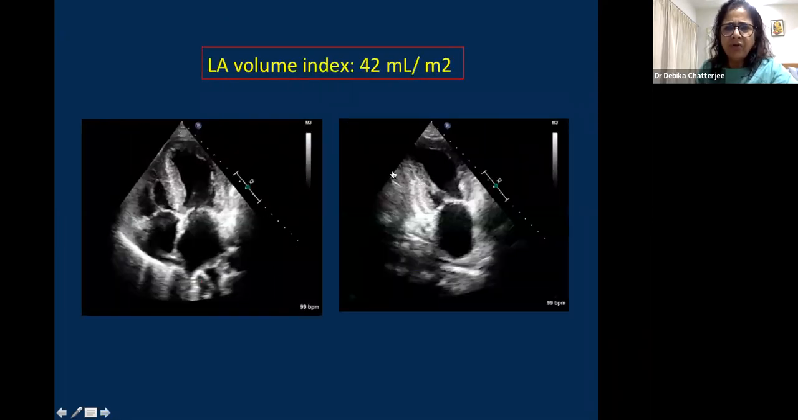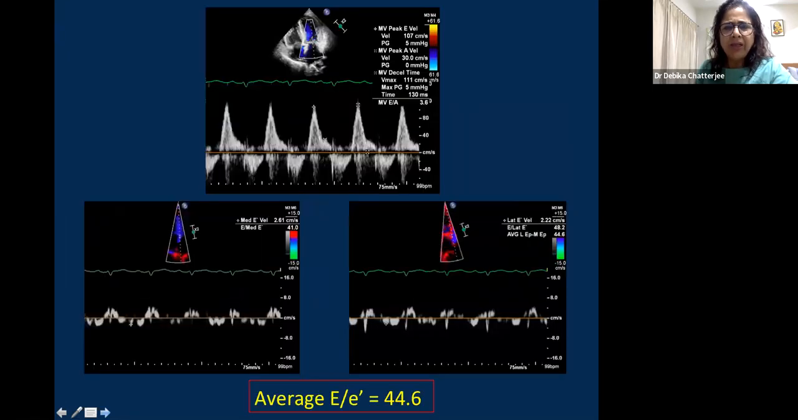We measure the LA volume index of this patient. It's 42 ml per square meter. And then we measure the E by E prime. It turns out to be average E by E prime 44.6, which is very high. So it's really grade 3 diastolic dysfunction.